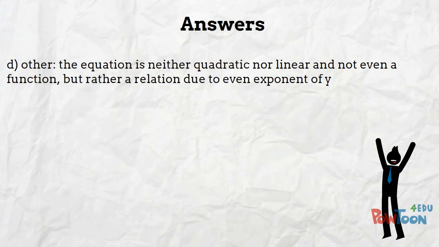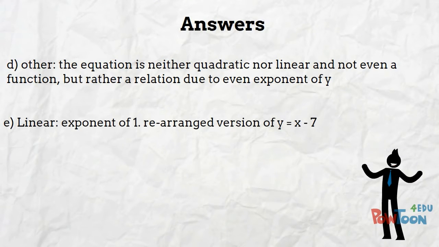Answer 4. Other. The equation is neither quadratic nor linear and not even a function, but rather a relation, due to the even exponent of y. Answer 5. Linear. Exponent of 1, a rearranged version of y equals x minus 7.